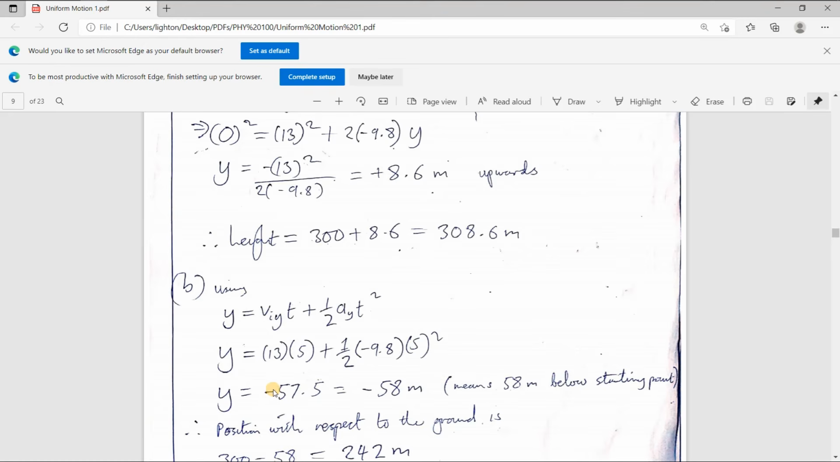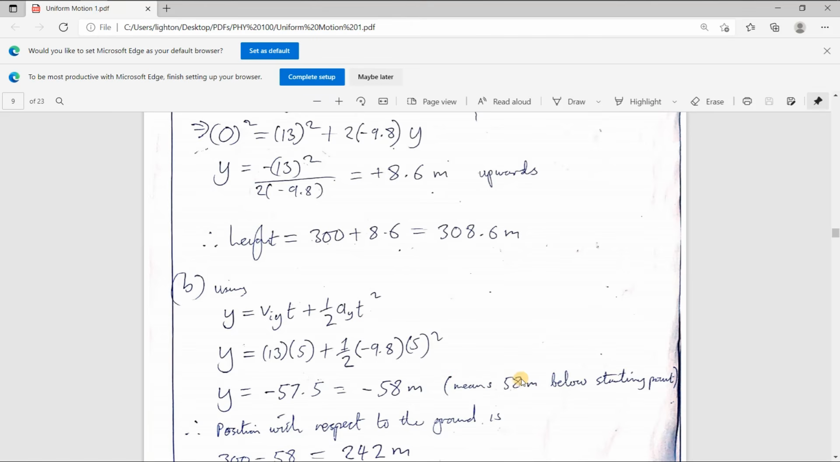It is 57.5 meters below the origin which we chose, and the origin was just the point at which this bag was released. So it is 57.5 meters below the point at which it was released. That's what this displacement means.